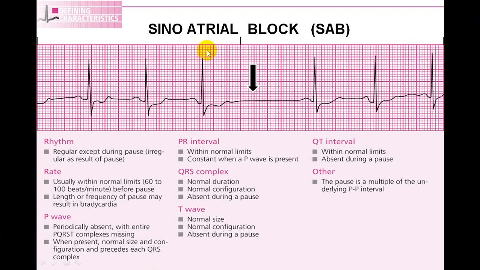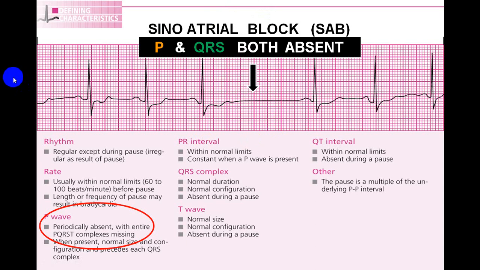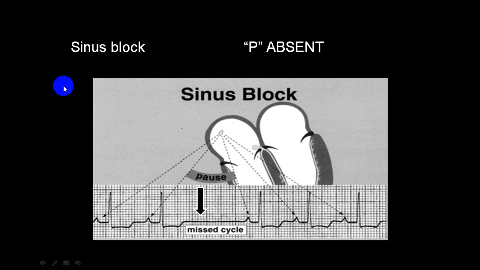In a sinoatrial block, the impulse does not come out from the sinus node, and you can see here between these two RR, there is no P wave, no QRS complex. Hence, the impulse is not coming out of the SA node and cannot activate the atrium or the ventricle. Usually this interval will be a multiple of RR, or we can call it a multiple of PP.